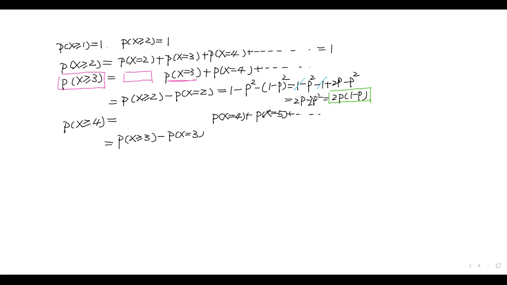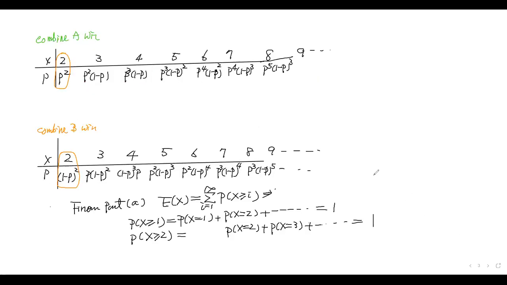Right? So the probability x greater than or equal to 3, we just calculated that is equal to what? 2p(1 minus p). All right? So now I need to get rid of x equal to 3. Go back to here. Take a look. X equal to 3. So this term is x equal to 3, right?